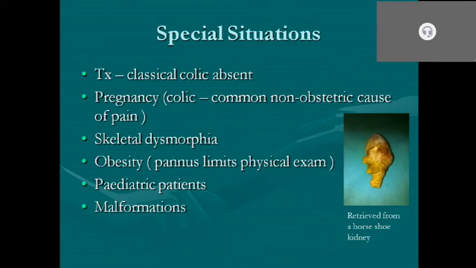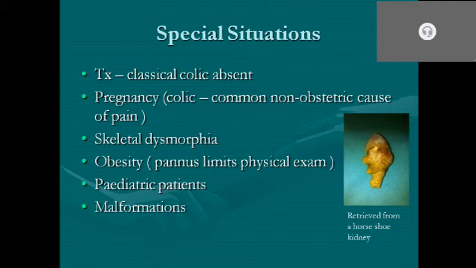A few special situations, like in a transplanted kidney. If he develops a stone, then the classical colic will be absent, because when you harvest a kidney and ureter from a donor to transplant in a recipient, the neurological bundles will be absent. So the classical colic pain may be absent in a transplanted kidney.